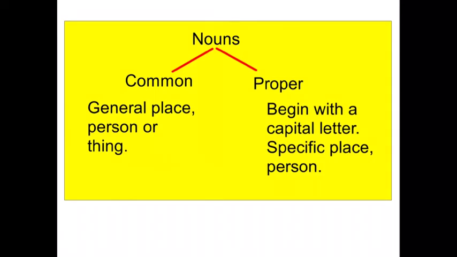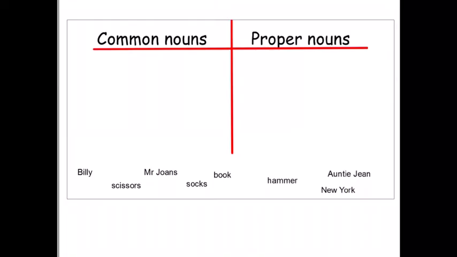So to recap, nouns can be divided into two categories. Common nouns, general, place, person, or thing. And remember that they all start with a small letter. Whereas proper nouns, they begin with a capital letter and they give us the name of a specific place, person, or a thing. I would like you to sort the words below the table into the two categories of common nouns and proper nouns. You can pause your video to work out your answers before we check together.